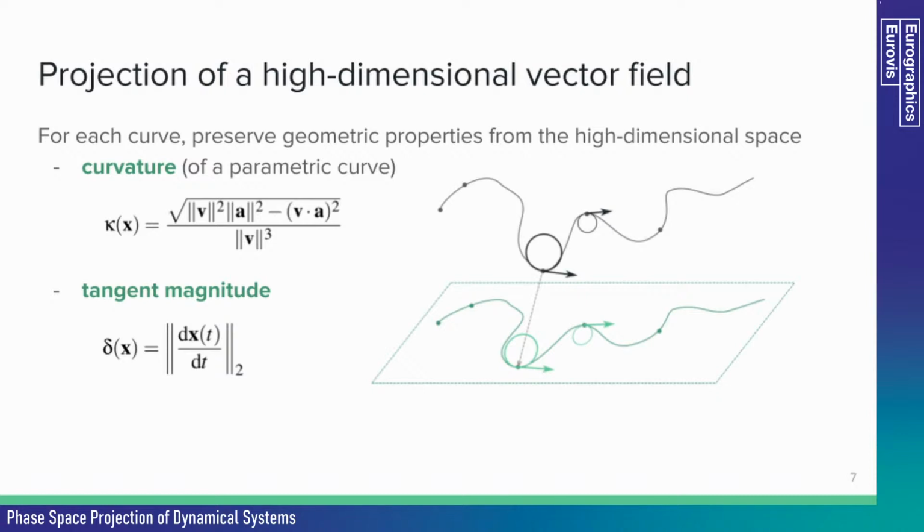Ideally, we would like to constrain it in a way that preserves some of the geometric properties from the high-dimensional space, such as the curvature of trajectories or the tangent magnitude. Intuitively, the goal is to replicate the behavior of the high-dimensional flow such that the faster-moving regions in the original data are represented by similarly fast-moving projections in the low-dimensional space.